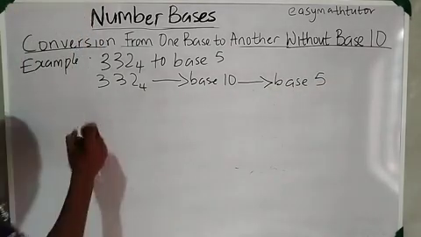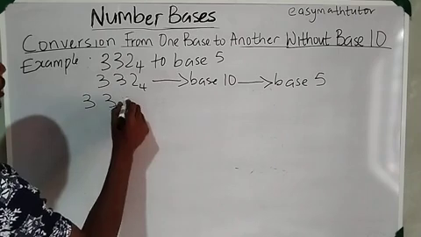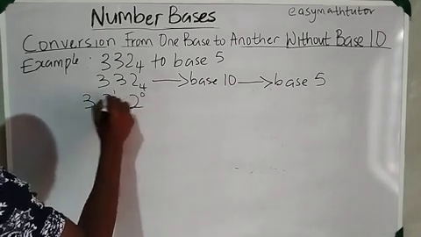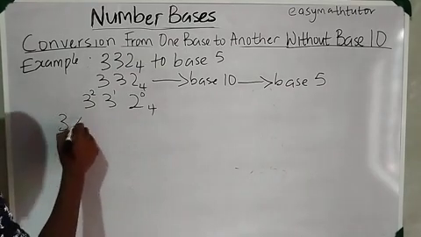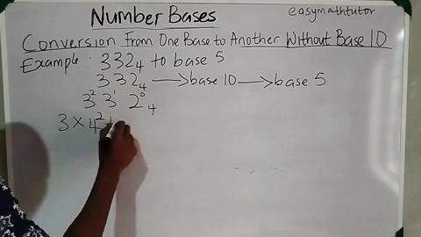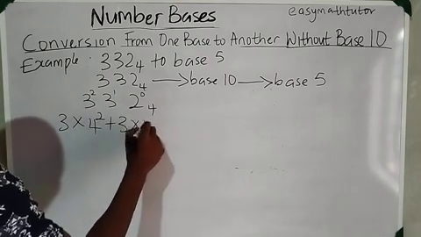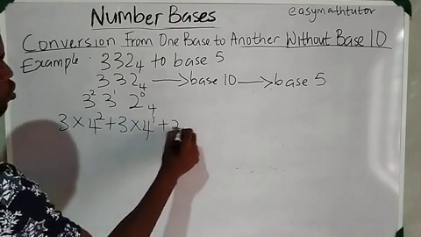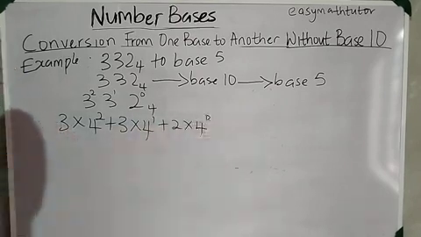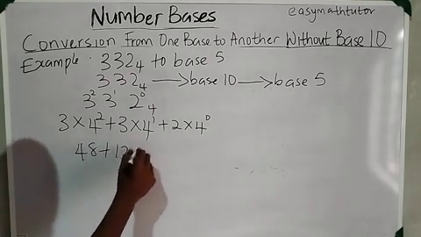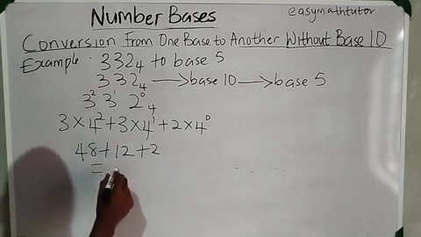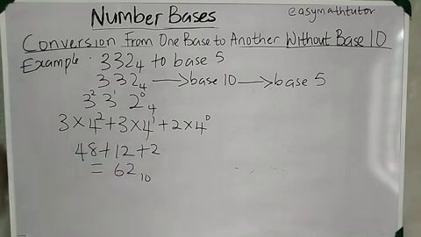So how do we convert 332 to base 10? We give it powers 0, 1, 2 in base 4, and then we multiply 3 times the base 4 raised to the power 2 plus 3 times the base raised to the power 1 plus 2 times the base raised to the power 0. When we solve all of these, we are going to have 48 plus 12 plus 2, which is equal to 62 in base 10. So it means that 332 in base 4 is the same as 62 in base 10.